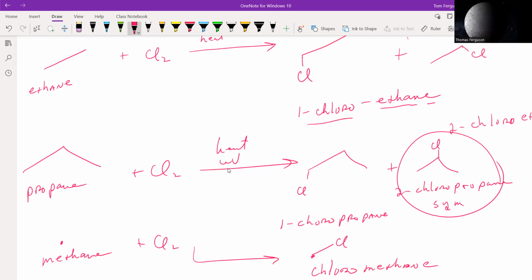Okay, so what are we starting with? We're starting with methane and chlorine gas. What are the conditions? I forgot to put the conditions on there. That's heat or UV.